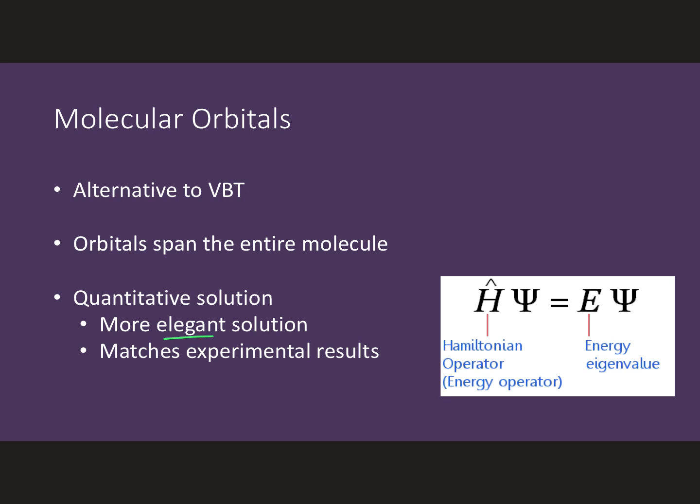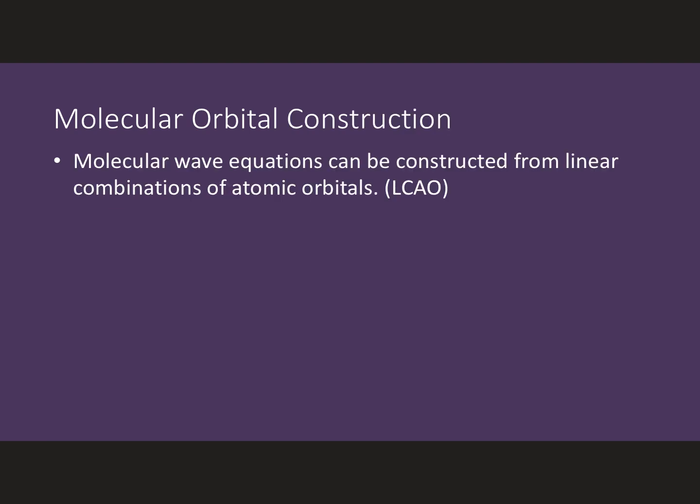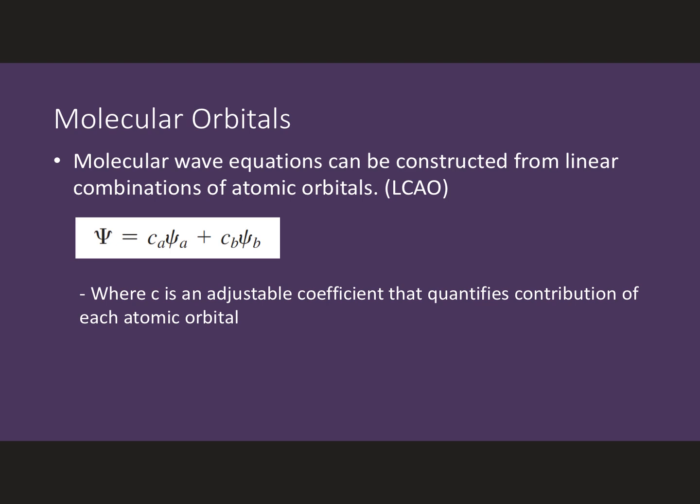You don't have to make some awkward argument about, oh, well, if you add an s and a p, you can form them into this tetrahedron and get all icky there. But we can actually use this in the Schrodinger equation. That works very nicely. And what's really great is it matches experimental results, which we had problems with in valence bond theory. So just as a reminder, how do we actually find these molecular orbitals? Well, these are just our molecular wave functions, and we're constructing them from what we call the linear combination of atomic orbitals, the LCAO.